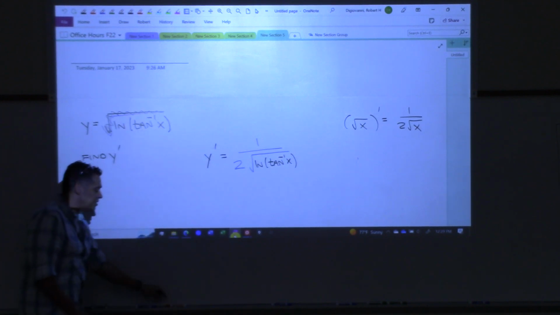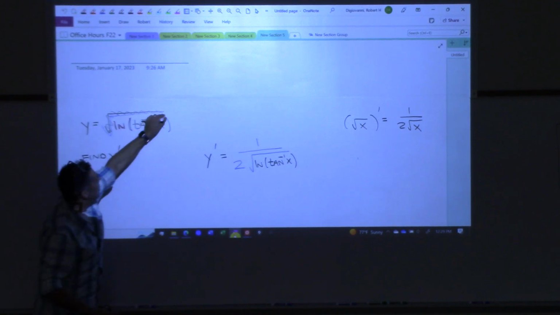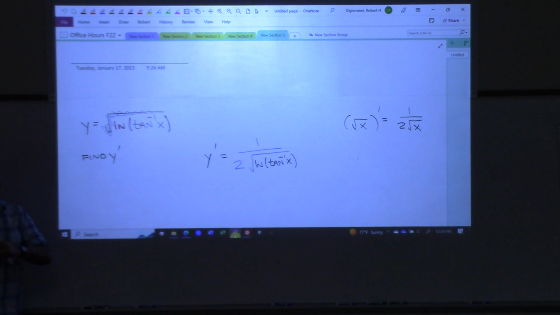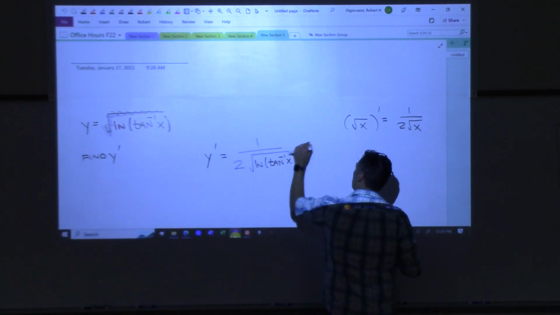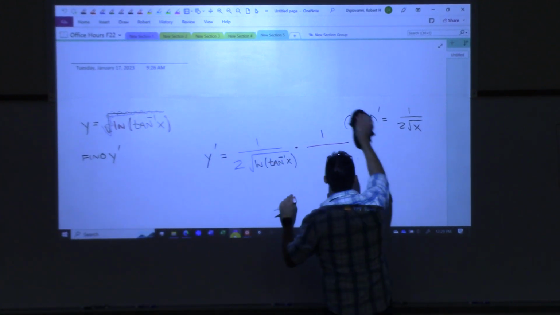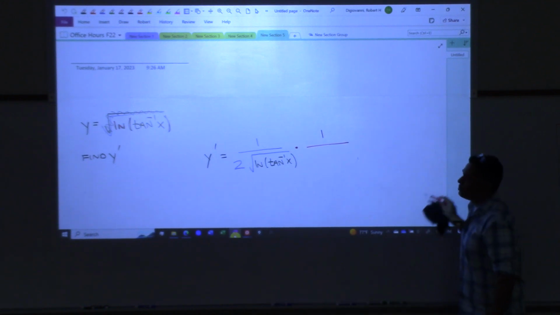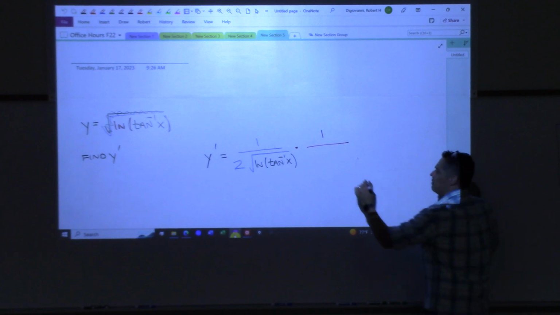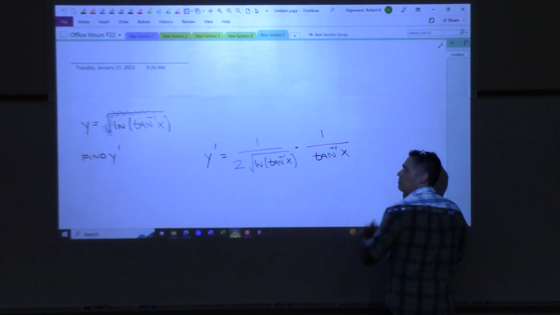Now I have to address the natural log. I have natural log of something, right? What's the derivative of natural log of something? 1 over it, right? Whatever that is. So I'm just going to put here times 1 over what was in there. What was inside the natural log? It wasn't x, was it? What was it? Tangent inverse of x, right?